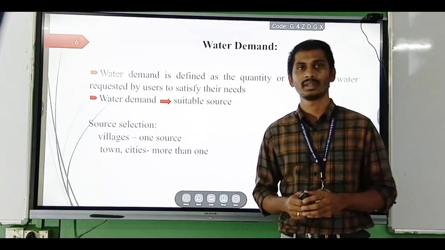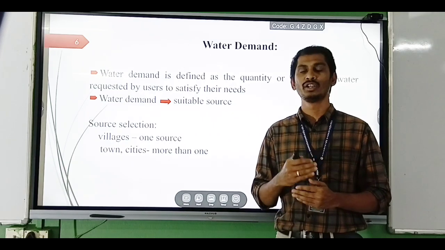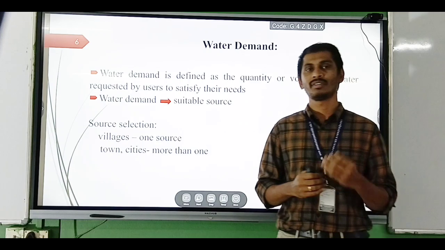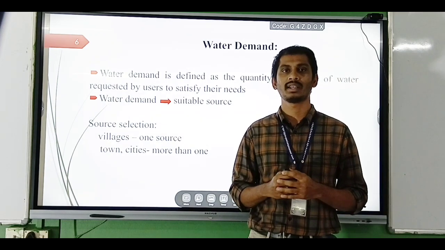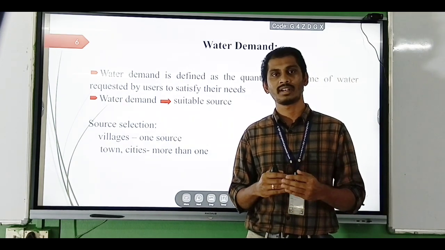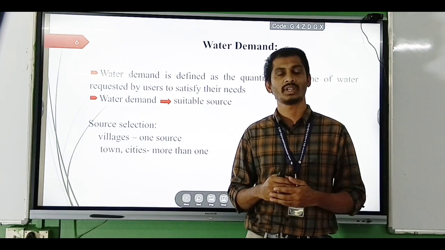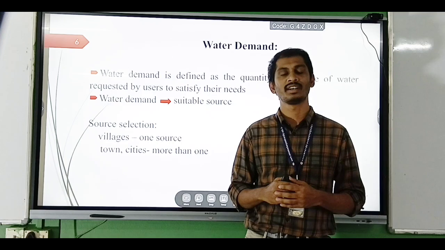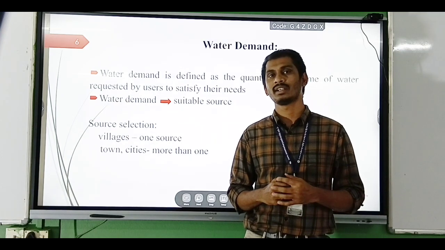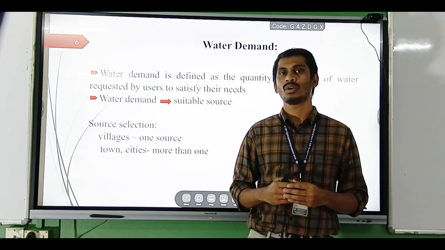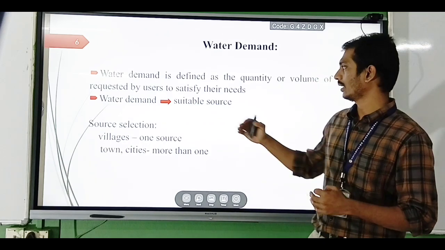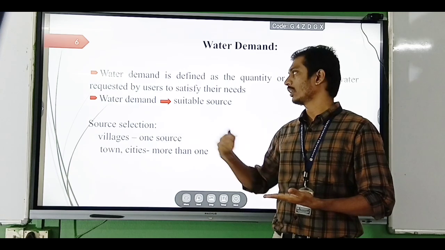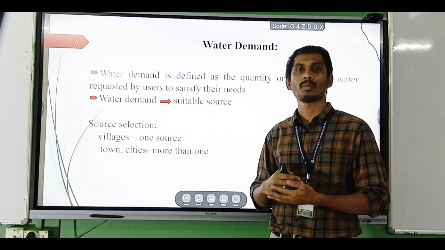Water demand is nothing but the quantity of water required by an individual to satisfy his or her needs. In daily life we use water for many purposes, like domestic use in our residential houses for cooking, bathing and washing. Similarly, we use water in industries as well as commercial buildings. How much quantity of water is required depends upon the type of use, and mainly upon population.